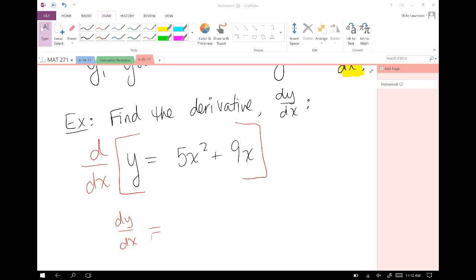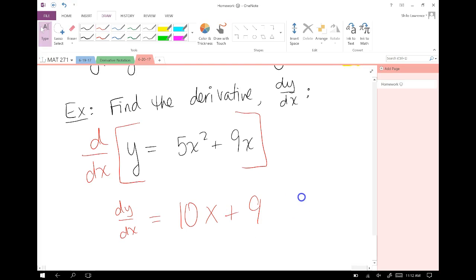So what's the derivative for 5x squared? 10x. And what's the derivative for 9x? 9. So dy dx equals 10x plus 9. If this same exact equation was written implicitly, we could still get the same answer.